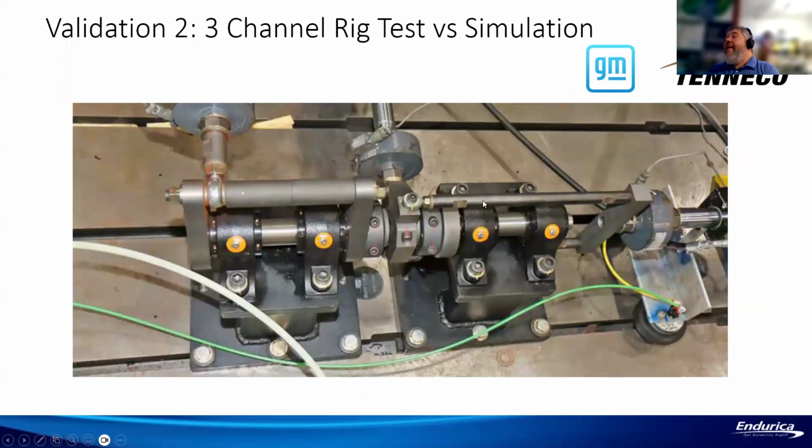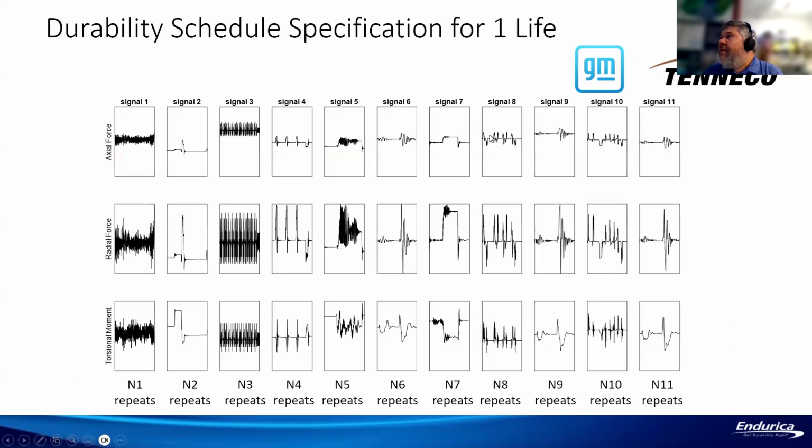Now, in this program, it was desired to do a proper validation, and so they set up a test rig. Now, the rig did not have 6 channels. The rig only had 3 channels, so we had to downsize the road loads. So we used the Endurica tool to select which channels were the most important, and those are the ones that we carried on to the test system.